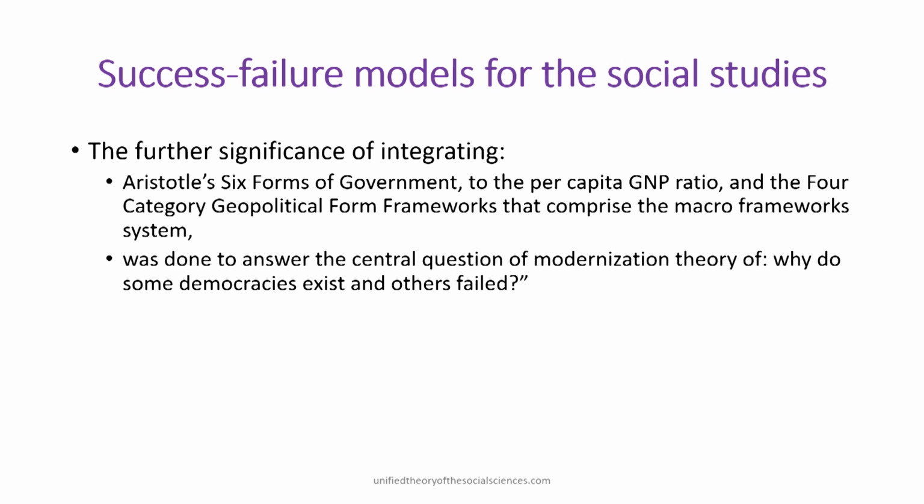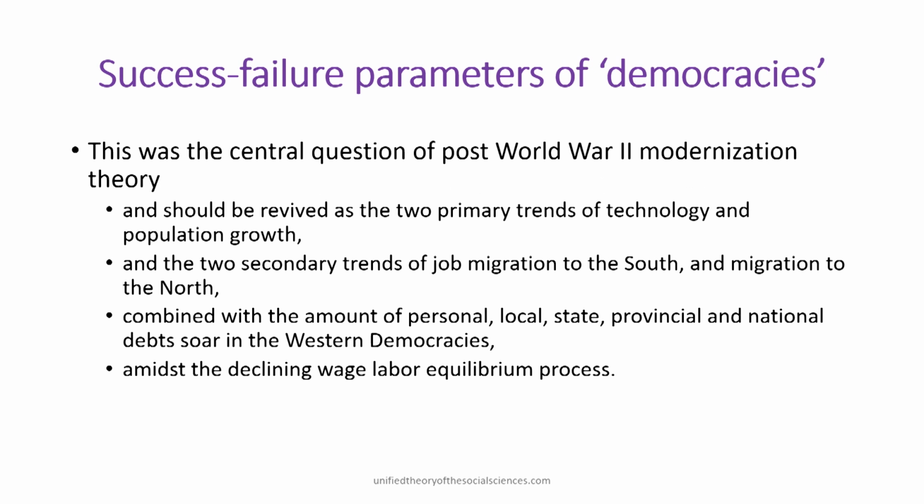A further significance of integrating Aristotle's six forms of government to the per capita GDP ratio and the four-category geopolitical form frameworks in the macro framework system was done to answer the central question of modernization theory: why do some democracies exist and why do others fail?